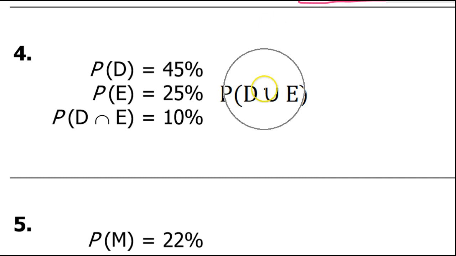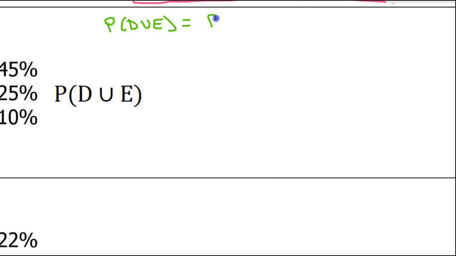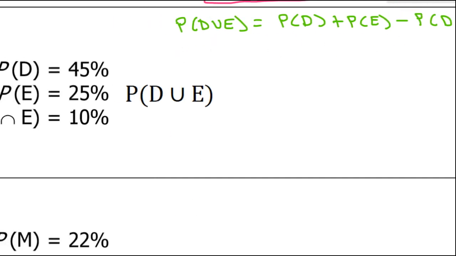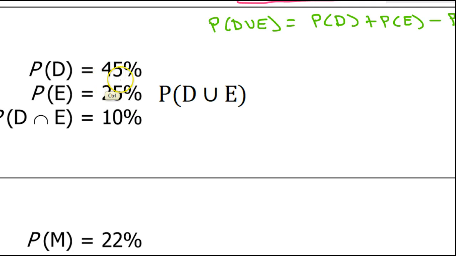So the rule goes like this. The probability of D or E is equal to the probability of D plus the probability of E minus the probability of D and E. Okay, now what parts of this do we know? Well, we're looking for the probability of D or E, so that's going to stay the same. So I'm just going to copy that down. The probability of D or E.